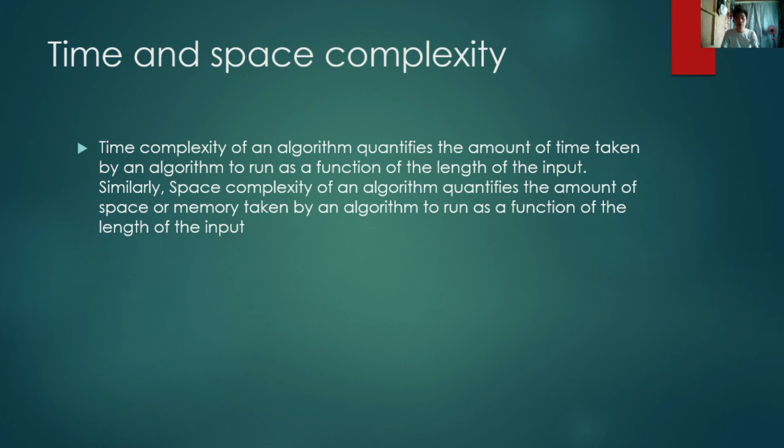So for today, I will be discussing the time and space complexity example. And of course, like they said, the time complexity of an algorithm quantifies the amount of time taken by an algorithm to run as a function of the length of the input. Similarly, space complexity of an algorithm quantifies the amount of space or memory taken by an algorithm to run as a function of the length of the input.